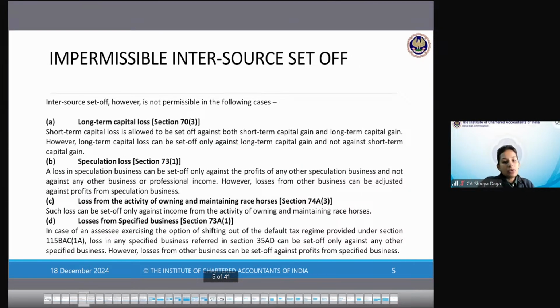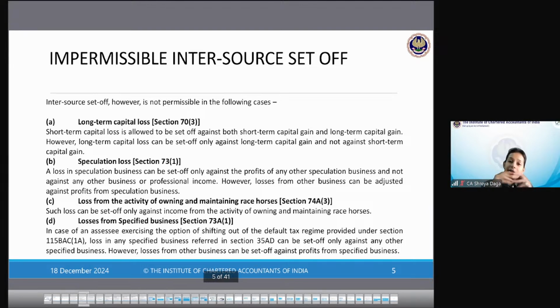Permissible intersource set-off. Apart from the exempt taxable example that I gave you, there are some other problems also in this. Not everybody is so liberal. There are some problems within intra head also. Within intersource also, some parents are very, very orthodox. They will not even allow within the same caste if it is from a different kind of subcaste, even that they will not allow.